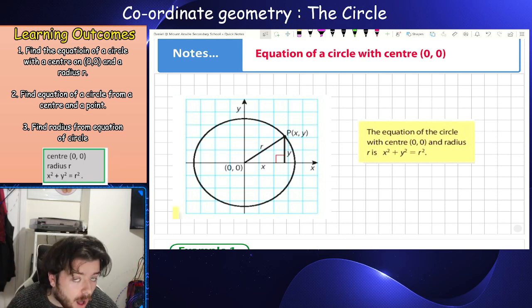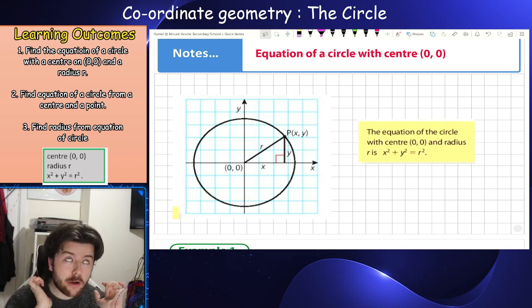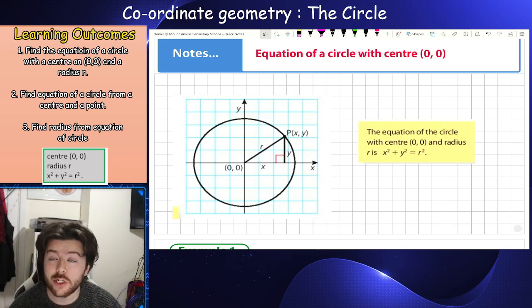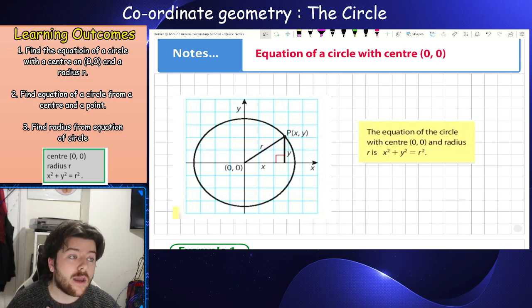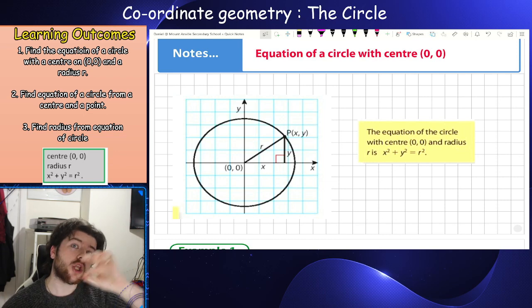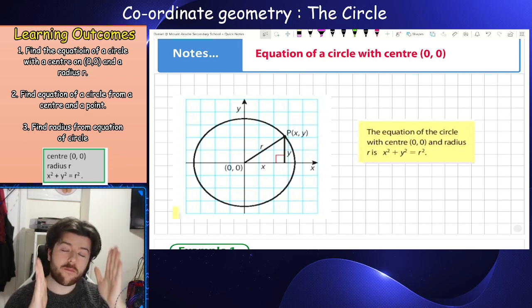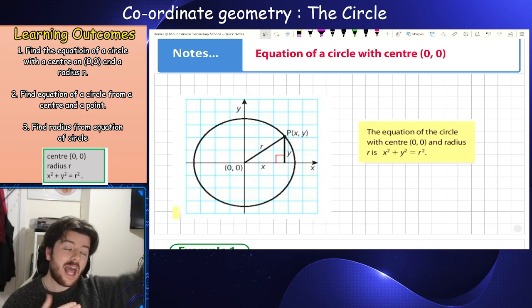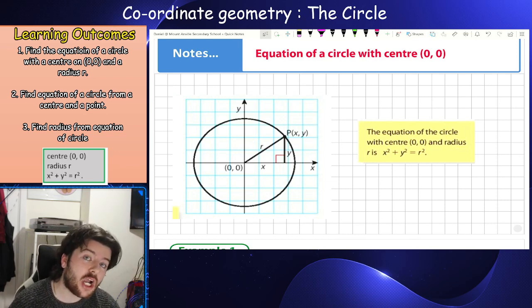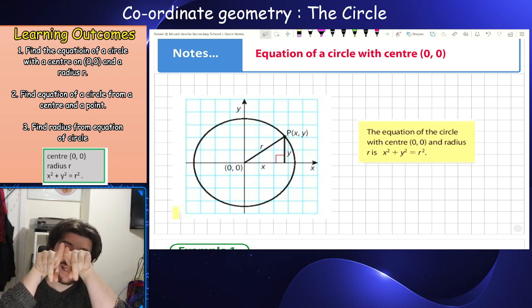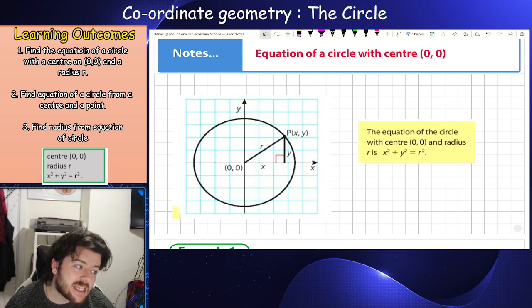So if you recall, in the previous chapter, we were doing the line and the equation of a line. And what the equation of a line allowed us to do was to generate all the points on a line. Right? So from that equation, we were able to draw a line. That is essentially what we're doing here, but instead of a line, it is a circle. So let's have a little look here.